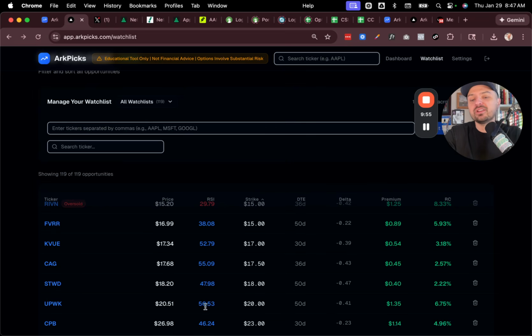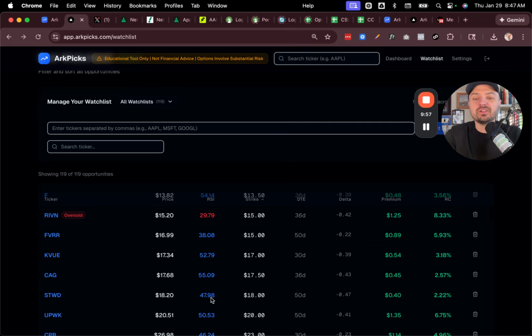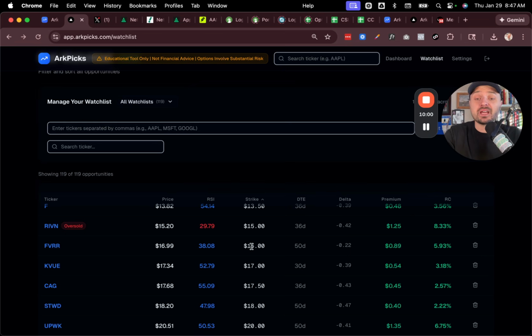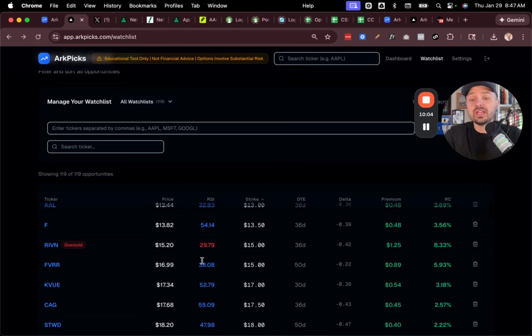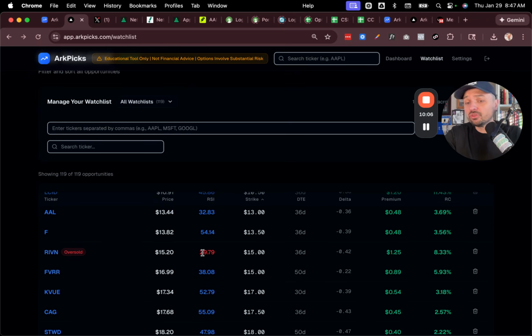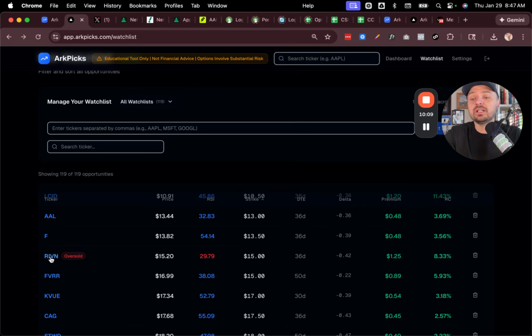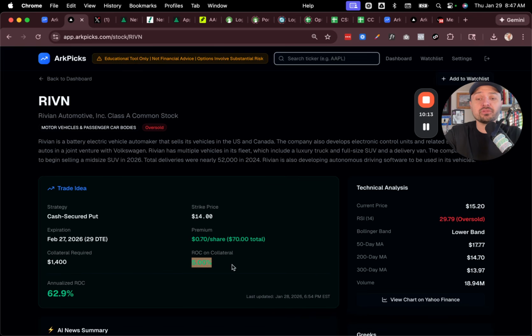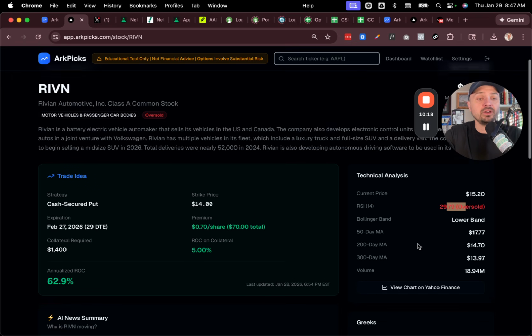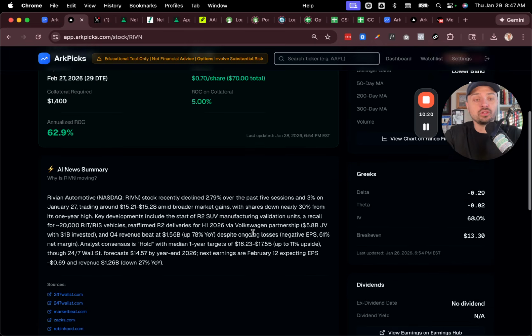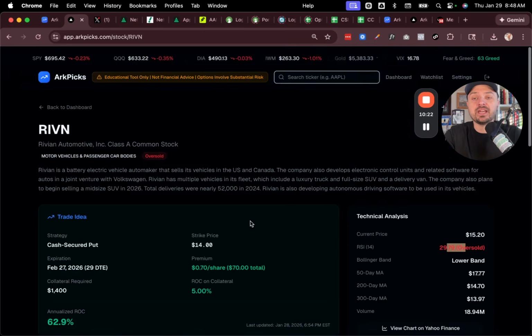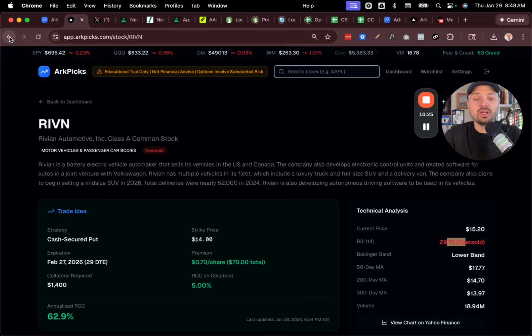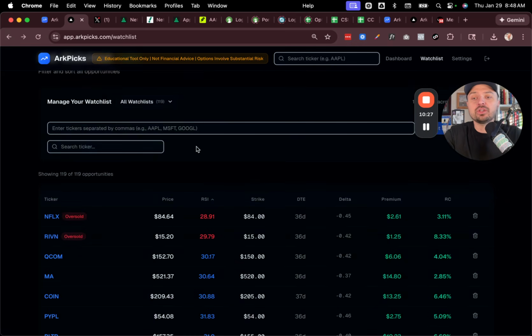Okay, Upwork, it's at 50 RSI, fairly neutral, not really oversold much. Fiverr, not bad, 15, right? 15 strike, that's 1500, 38 on the RSI. Rivian 29, okay, that might be a setup. I'll click into it. It's already flagged as oversold. Let's take a look. Why is this thing getting beat up? 5% return on collateral. What's going on here? 29 on the RSI, right? And then I can obviously go read into the news. I can see it, and then I can go and obviously execute the trade if everything looks good for me at that point, right?